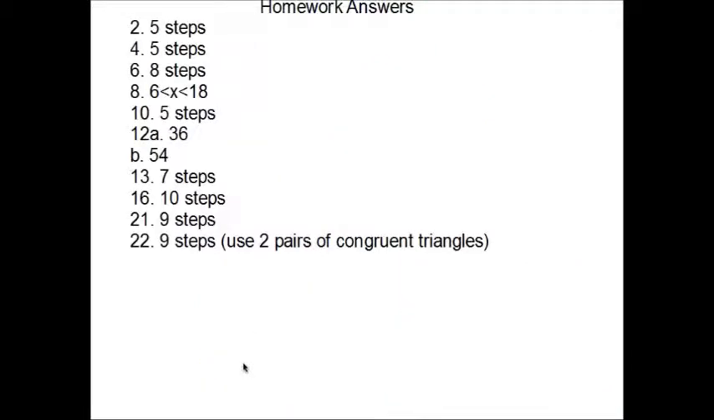Okay, last but not least, we have our homework answers. Here are the answers to that homework. Pay particular attention to number 22. For number 22, I got 9 steps, and I double-checked it. It's definitely 9 steps. But you have to use 2 pairs of congruent triangles. So you're going to prove one set of triangles are congruent, do some CPCTCs and some additional steps, then prove another set of triangles are congruent, with some CPCTCs and another step. So number 22 is going to be tricky. I know you can do it, but just keep in mind that it's going to be a little bit tricky. Have a good one.